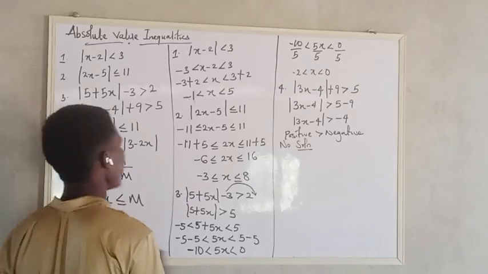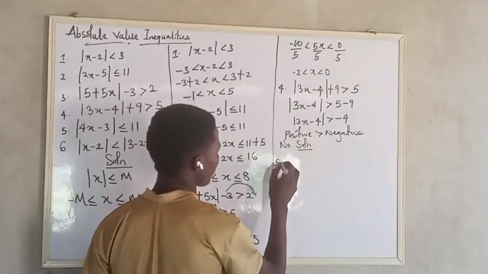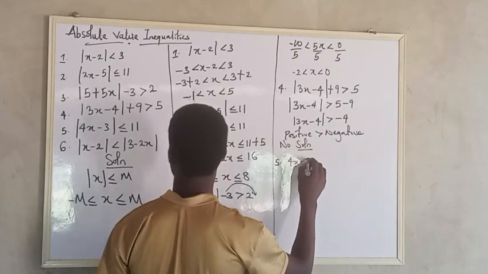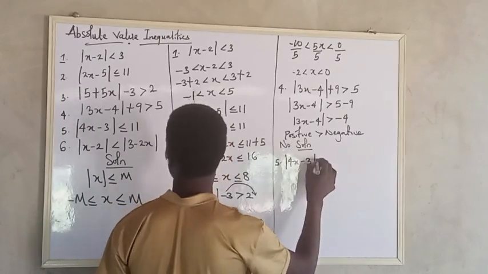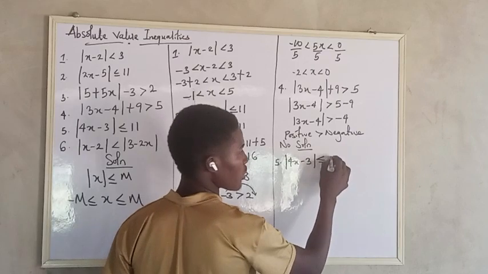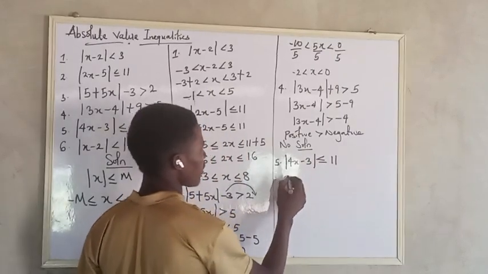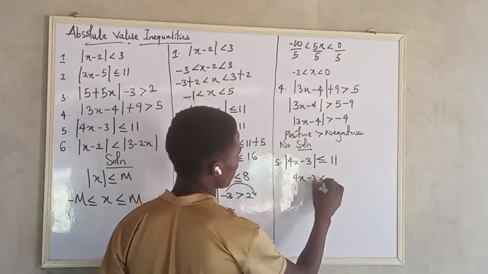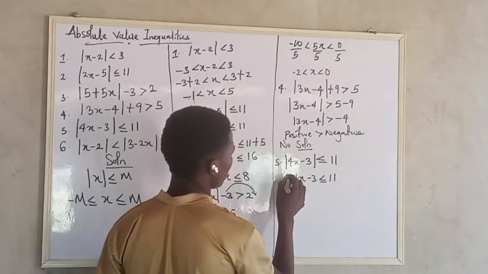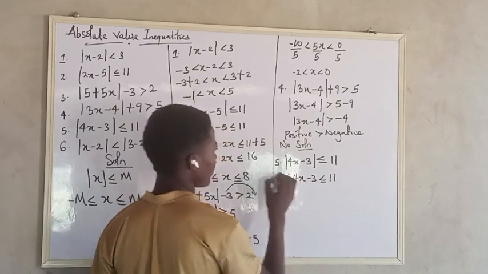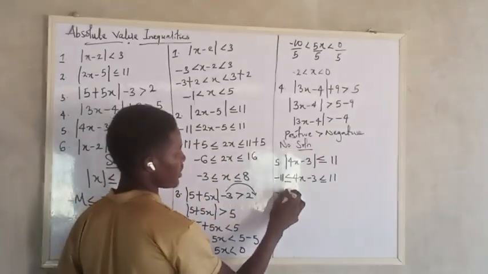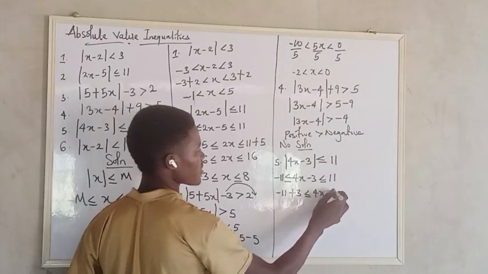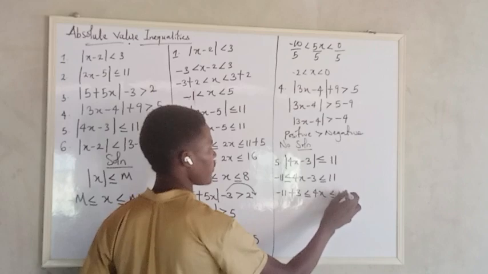Alright, so to the next question, number 5, we have 4x minus 3 less than or equal to 11. So that will become 4x minus 3 is greater than or equal to minus 11 and less than or equal to 11. So that becomes minus 11 plus 3 less than or equal to 4x less than or equal to 11 plus 3.